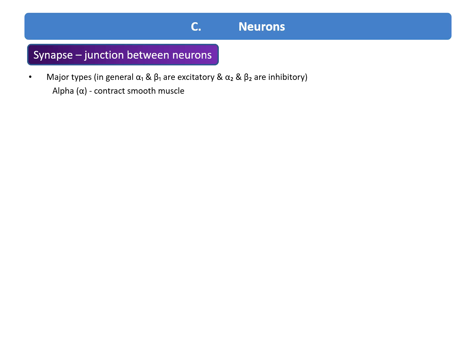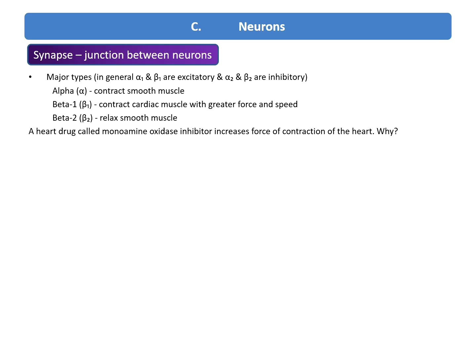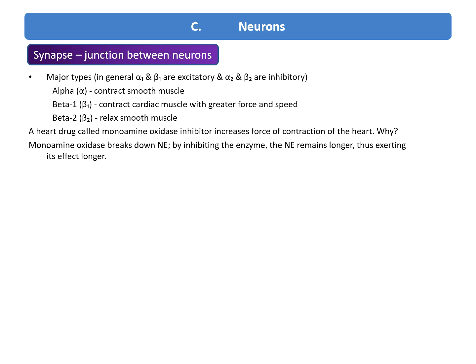Alpha synapses contract smooth muscle. Beta 1 contract cardiac muscle with greater force and spread. Beta 2 relax smooth muscle. A drug called monoamine oxidase inhibitor increases the force of contraction of the heart. Why would that be? Because the monoamine oxidase breaks down norepinephrine. If it's inhibited, the norepinephrine remains in the gap longer and exerts its effect longer.